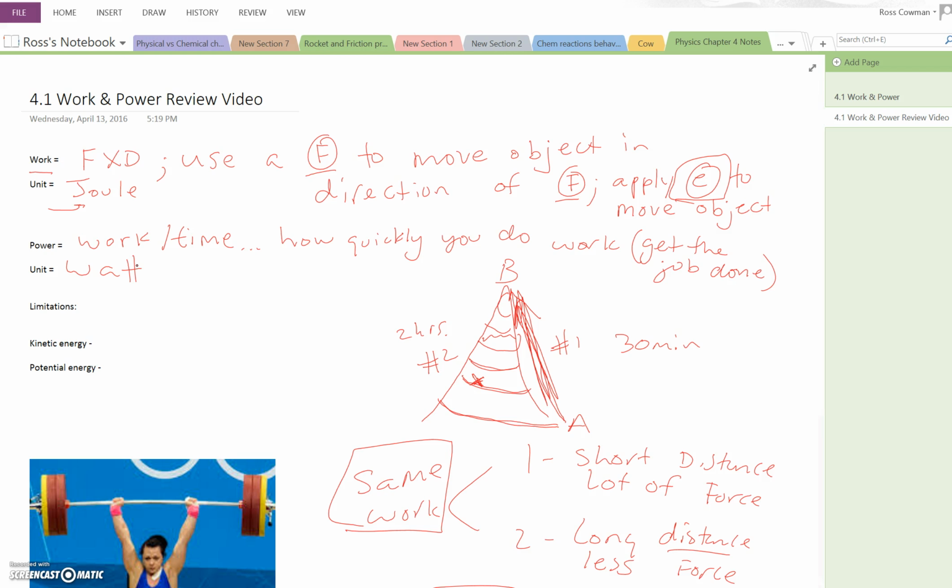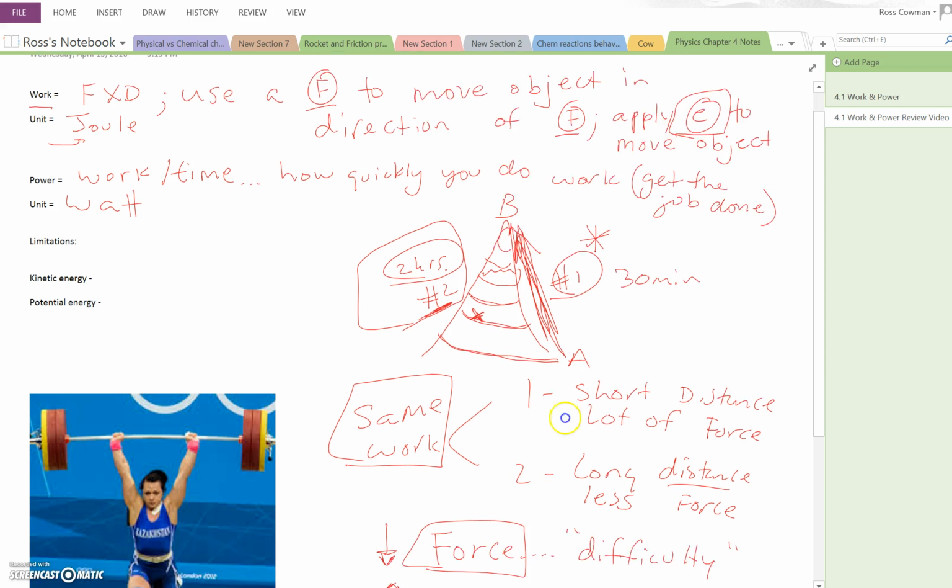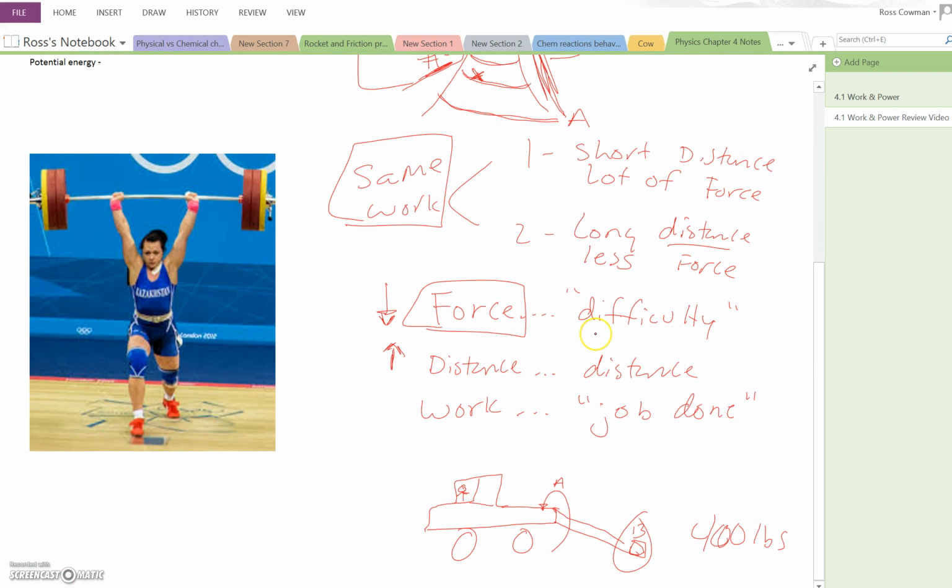Theoretically, if you are taking option number 2 here, and it takes you 2 hours to do the same work as option number 1, which one requires more power? Ding, ding, ding. Option number 1. So if you want to expend less power, meaning do the same work in a longer time, you're going to take option number 2. It's the same reasoning that we were using when we were talking over here about force being difficulty, right?